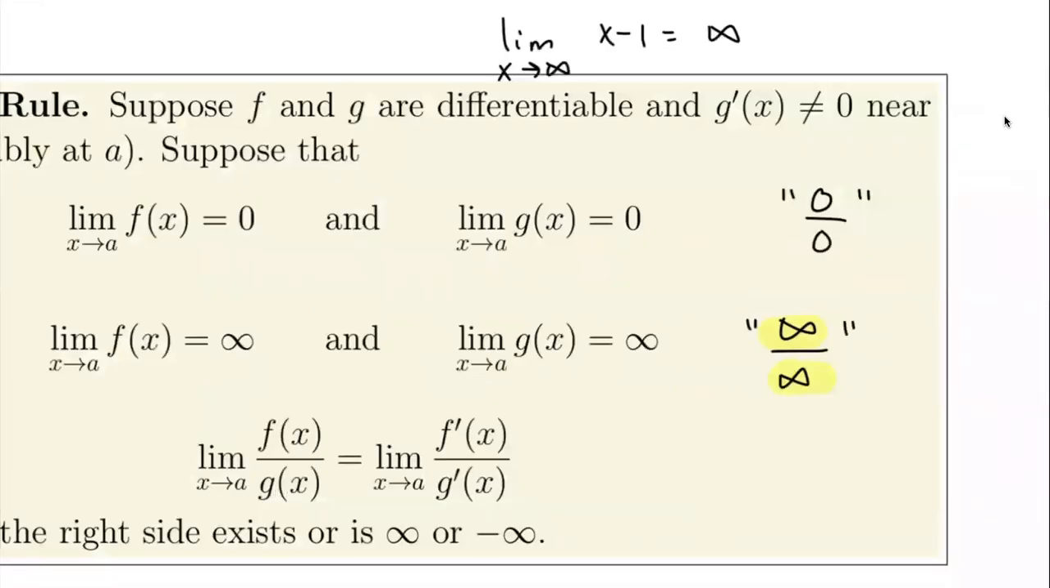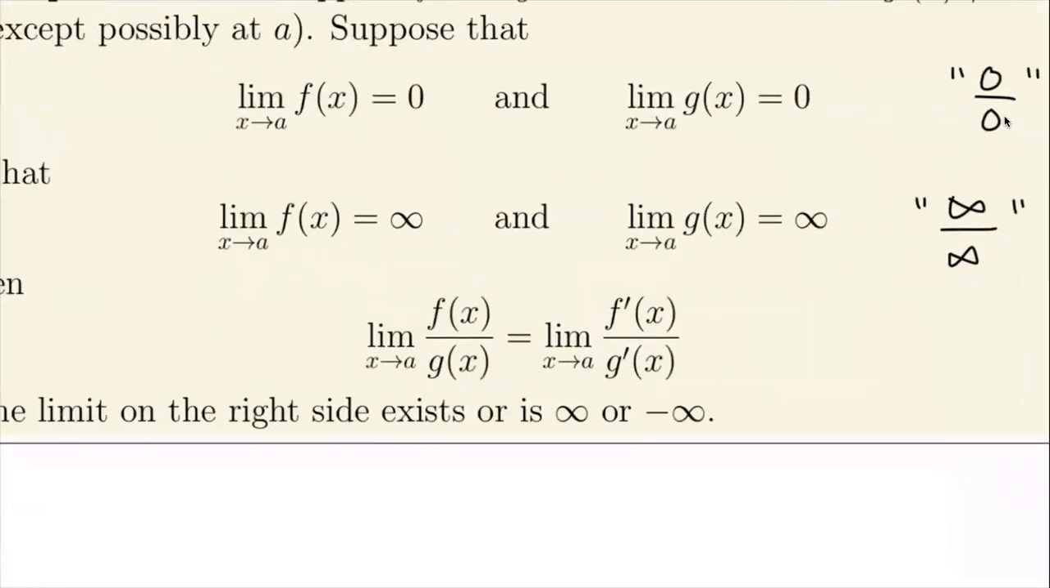So if we have either of these cases for a ratio f of x over g of x, then what we can do, and this doesn't seem very helpful at first, but we'll see it in use in just a moment, is say the limit of this ratio of functions is equal to the limit of the derivative of the top function over the derivative of the denominator function. This is not the quotient rule.